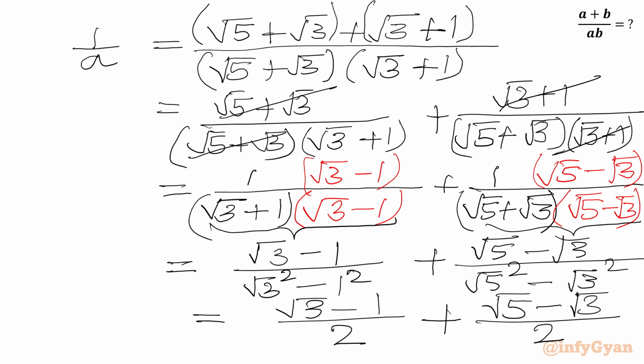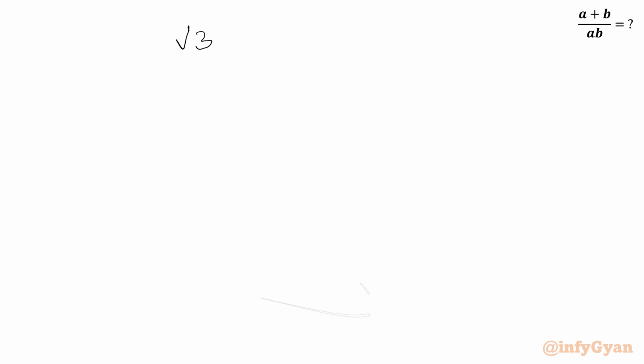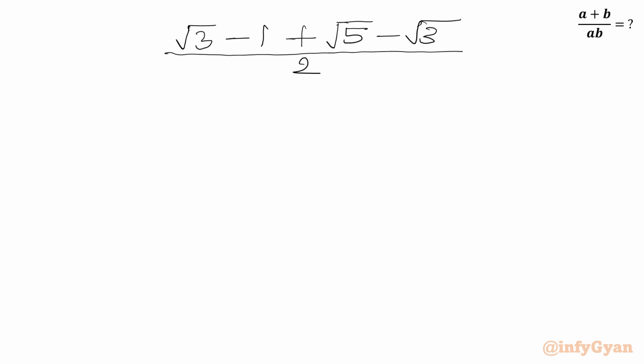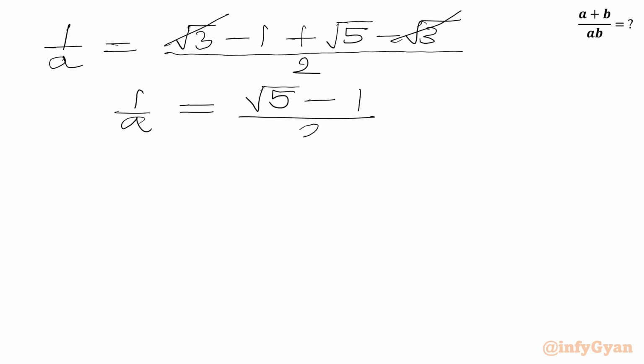Now the denominator is the same. We can simply add the numerators. So I will write root 3 minus 1 plus root 5 minus root 3 over 2. This will be the value of 1 over A. Now we can cancel plus and minus square root 3. So we will be getting 1 over A equal to (square root 5 minus 1) over 2.